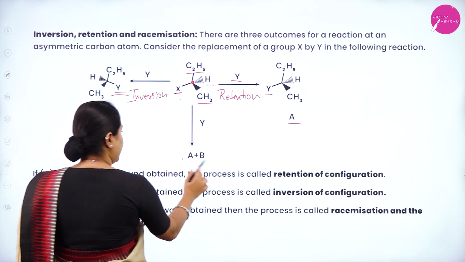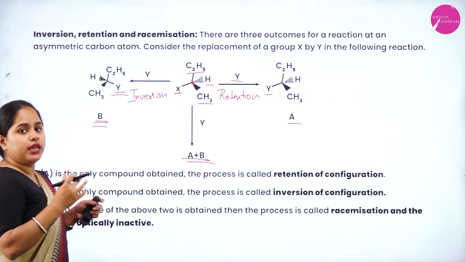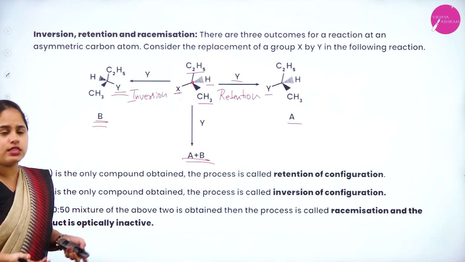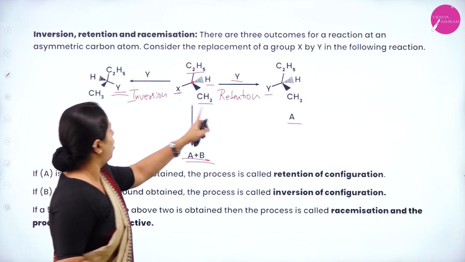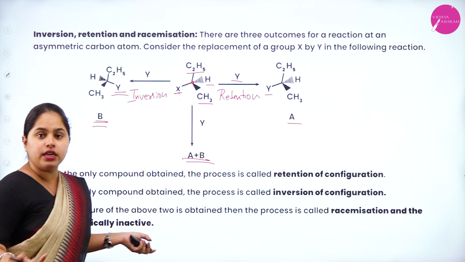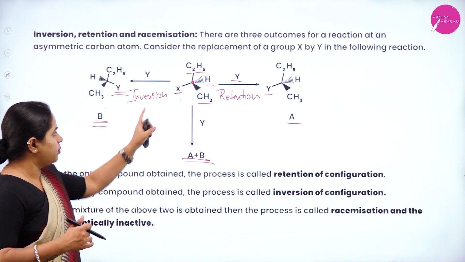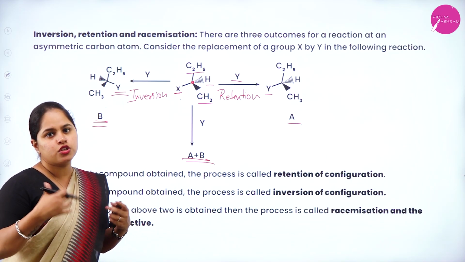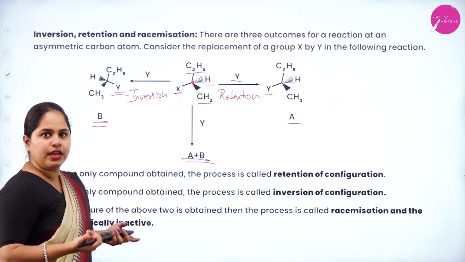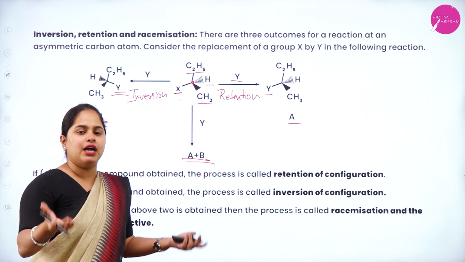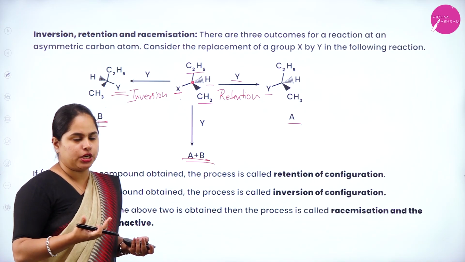Now, as you can see, A plus B. Now, what is A plus B? If we are taking equal amounts of these two, A and B, it will form a racemic mixture. As you can see here, these two compounds, B and A, which are formed, they are enantiomers, right? They are mirror images of each other. If we superimpose them, they will not be superimposable. So one is the D form, one is the L form, and together you will get the racemic mixture, right?